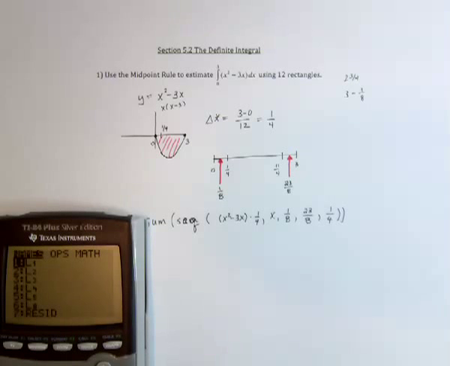So second list, go over to math. Number 5 is sum. Second list, go over to operations, and then sequence. I need parentheses for the x squared minus 3x multiplied with 1/4, with x going from 1/8 to 23/8, and the delta x is 1/4.